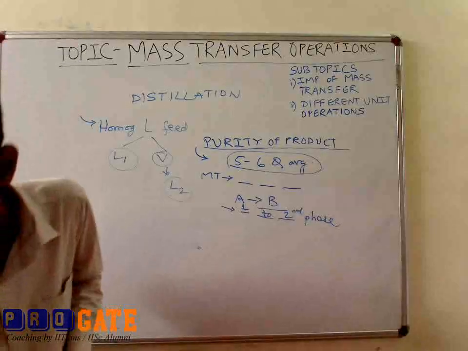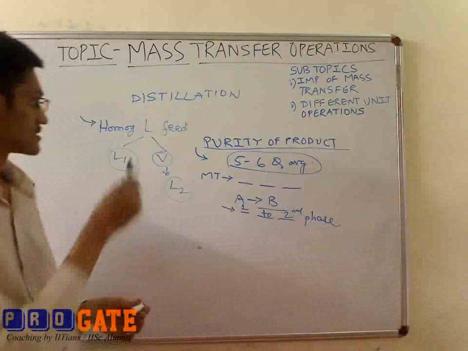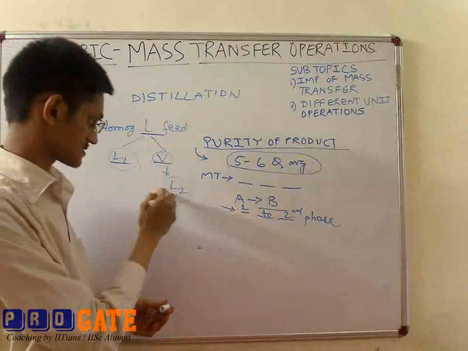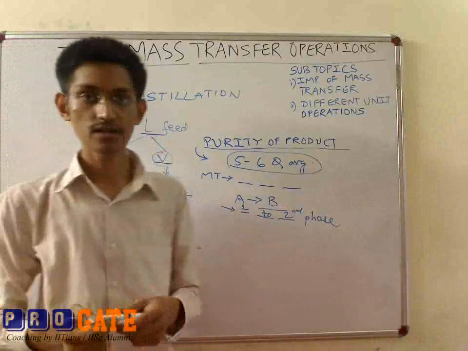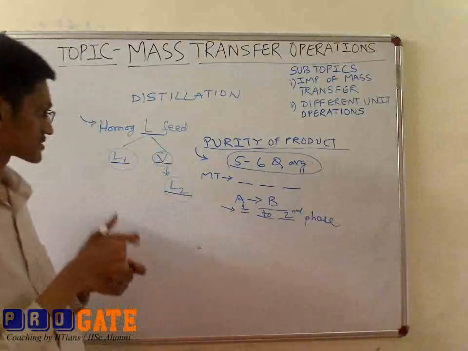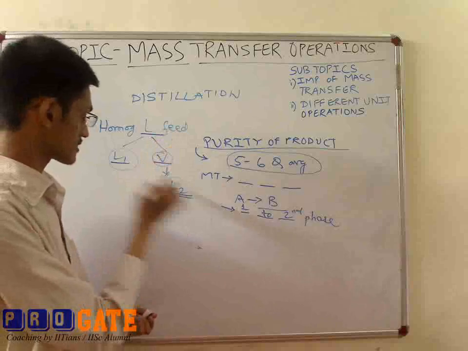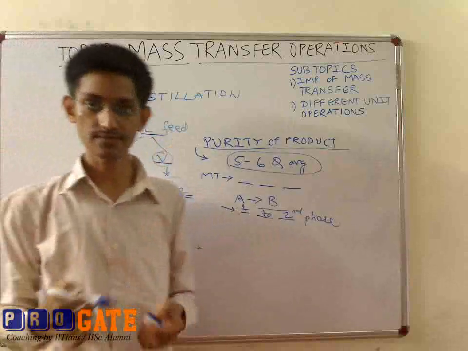So in that way, what we have done is we have led to the separation of the phases and then gotten different compositions. That is because of the mass transfer from one phase to the other phase, we are able to get L1 and L2 of some purity.